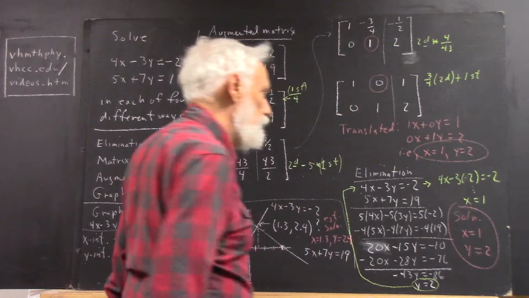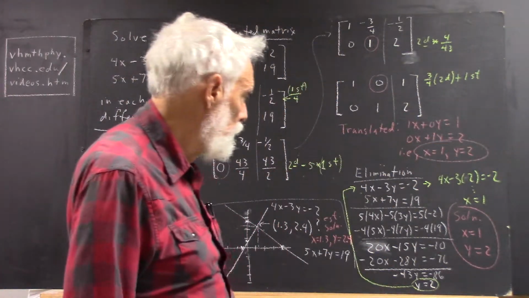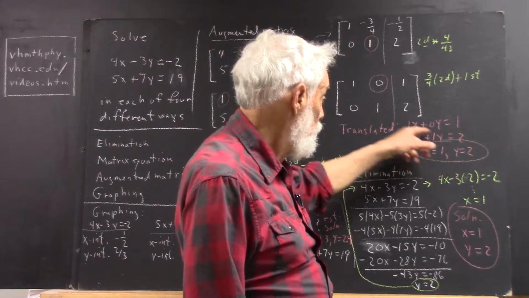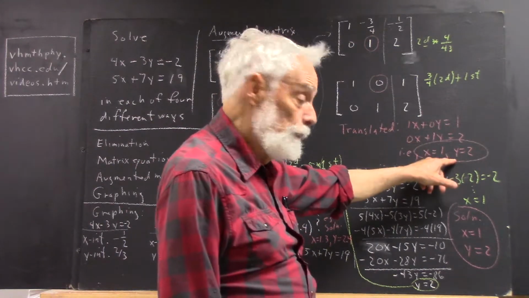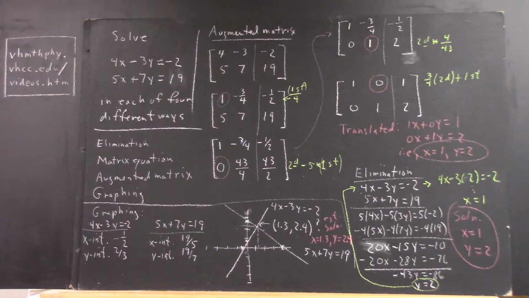I was seeing x equals 2 because I was too close to the board. I knew that wasn't right. Okay, so this says x equals 1, this says y equals 2. There's our solution by row reduction.